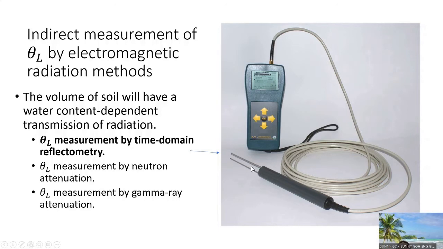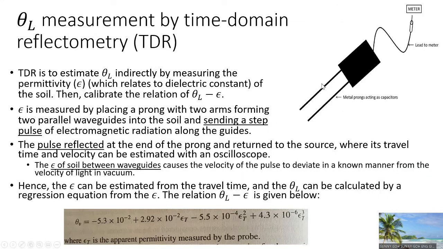This diagram shows the time domain refractometry measurement method. You have a probe with 3 legs. These are the legs you push into the soil to measure the soil moisture content. Here is the volumetric water content measurement by time domain refractometry, or TDR.